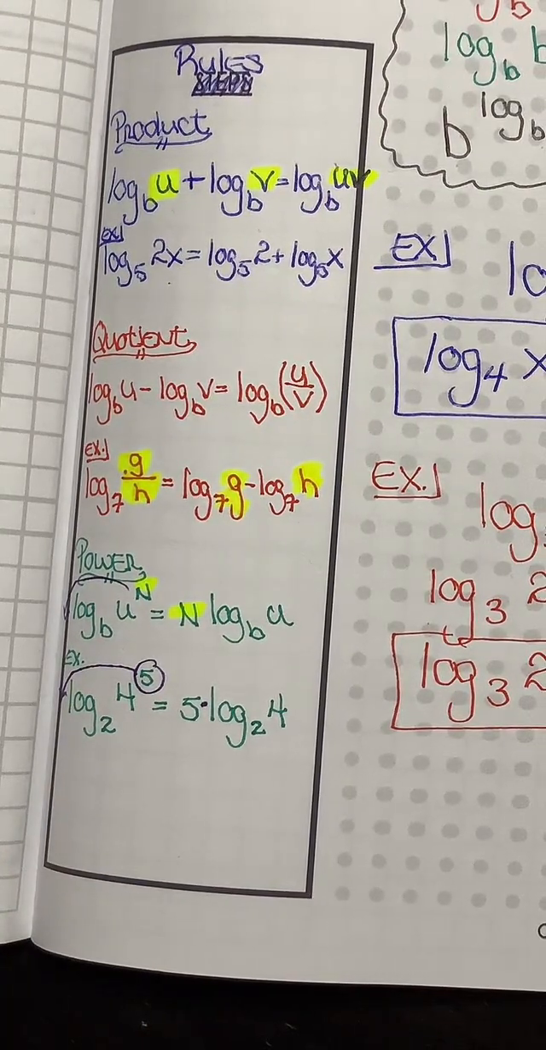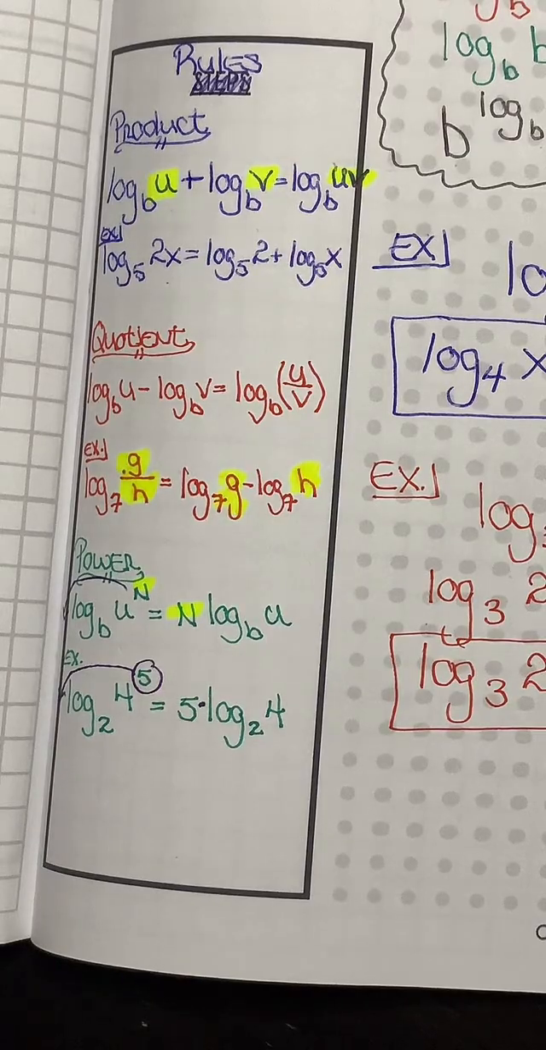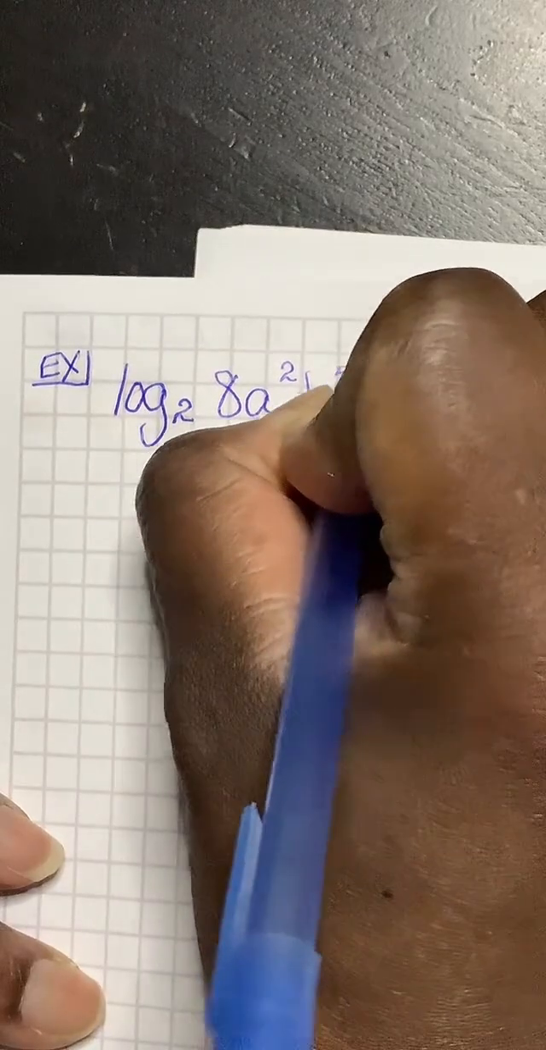All right. Let's step it up even more, just a little bit. So I'm going to flip to the other side. Give myself some room. So we have log, and I'm just writing really large so y'all can really see it. So log base 2 of 8a squared b to the fifth.